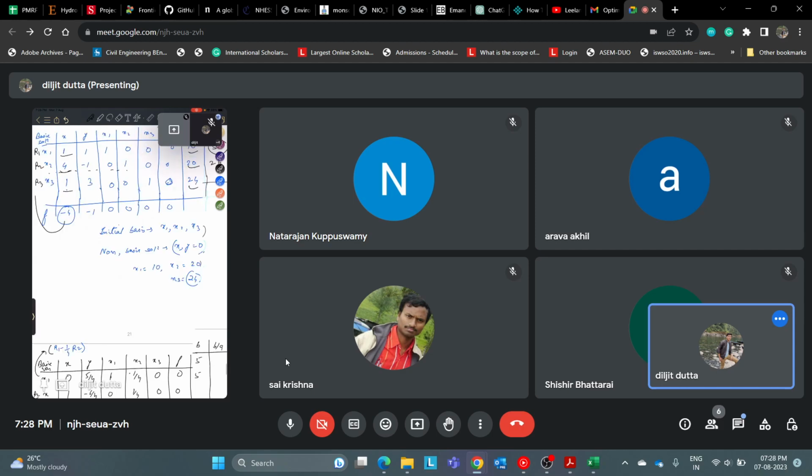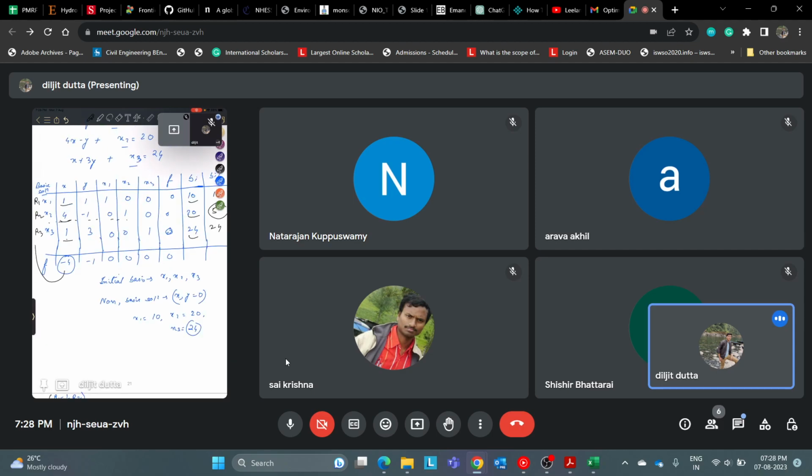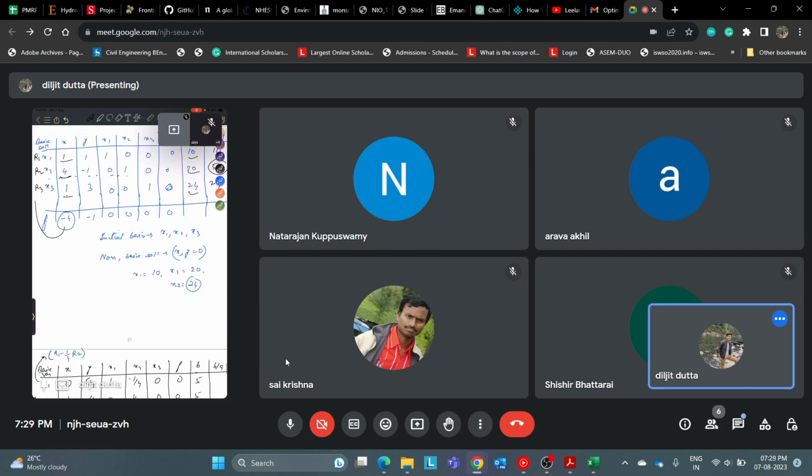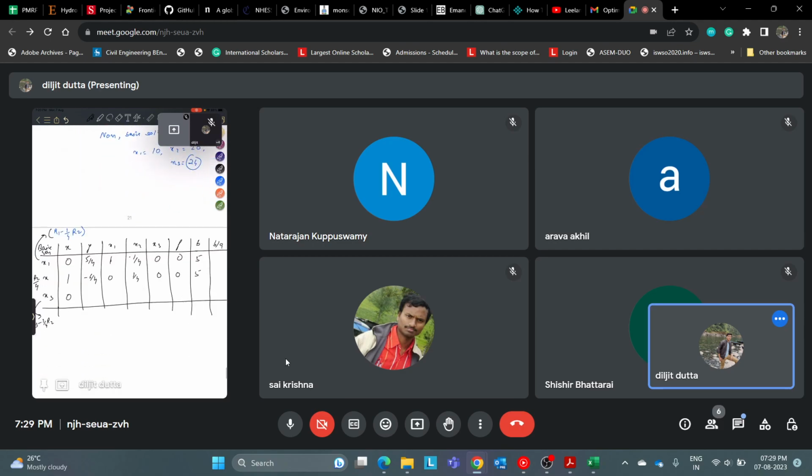Similarly, for r3, to get the coefficient of x equal to 0, we will do r3 minus 1 by 4 of r2. So what we will get? It will be 0 here, and 3 plus 1 by 4, which is 13 by 4.